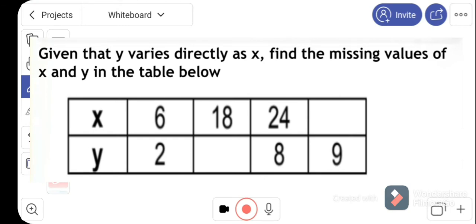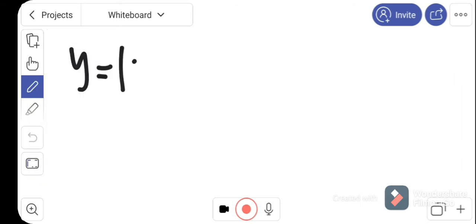Here is another example with some missing values for x and y. The first thing that we need to do is to write the statement into an equation. Y varies directly as x. So we can say that y is equal to kx. And then we find the value of our constant by applying what we've learned.